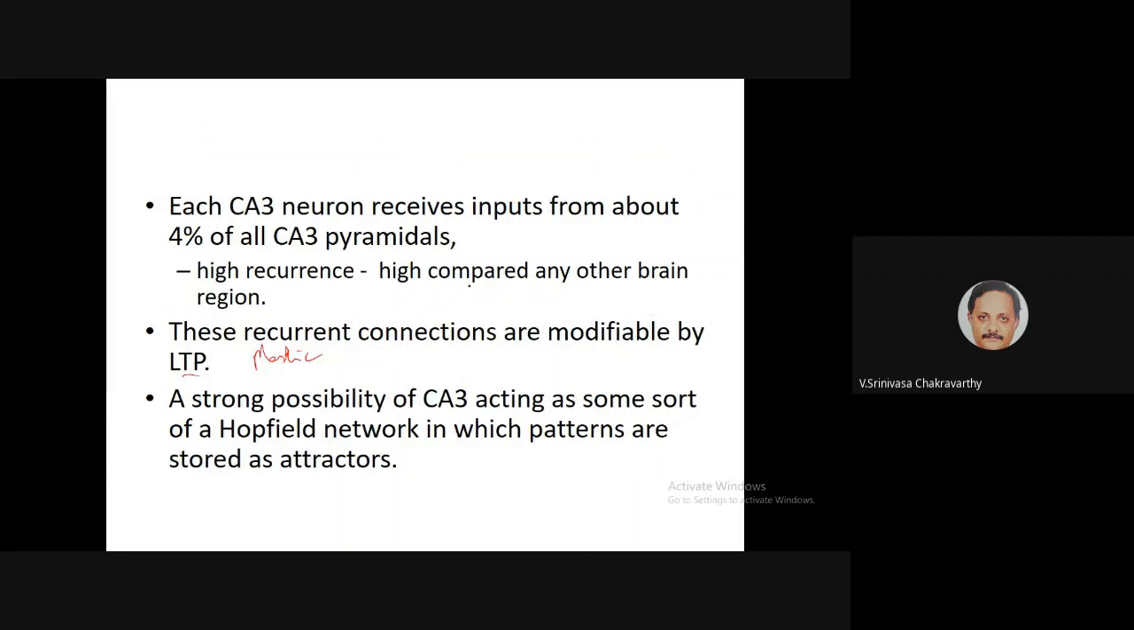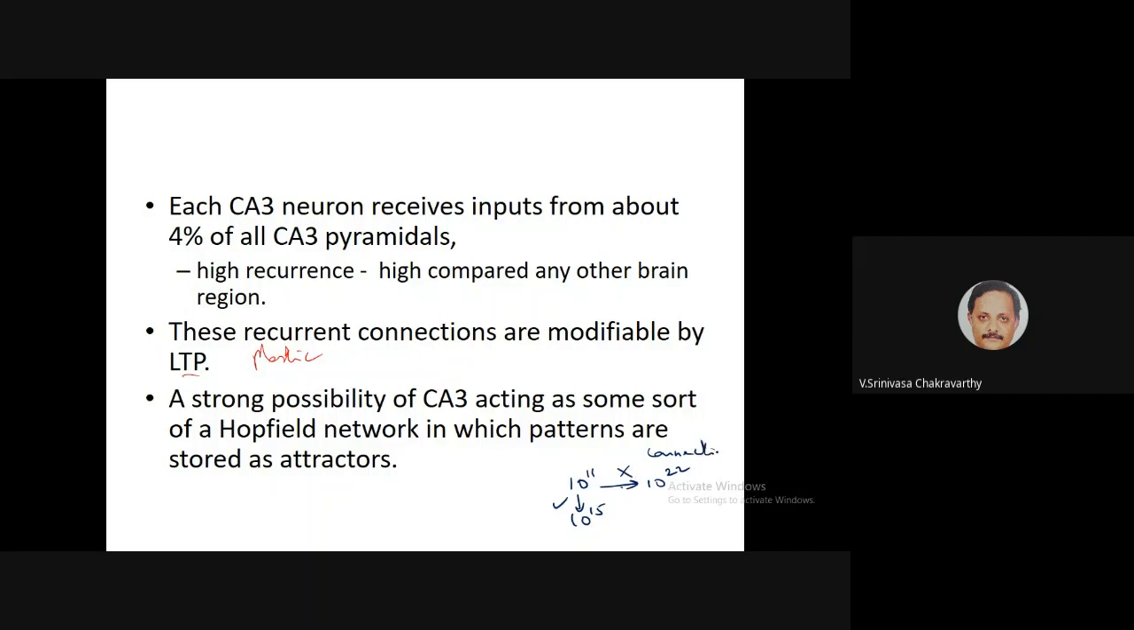So each CA3 neuron receives inputs from about 4% of all the CA3 pyramidal neurons. This is considered high recurrence compared to any other part of the brain. And also note that although there are lots of recurrent connections in the brain, it is nowhere near a fully recurrent network. If the brain were fully recurrent, with 10 power 11 neurons it should have 10 power 22 connections, whereas it has only 10 power 15 connections.